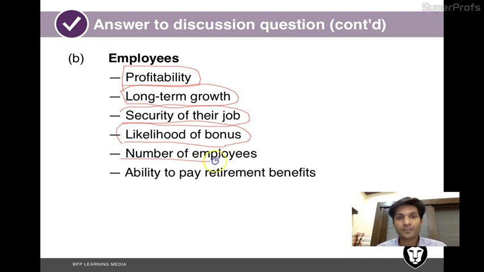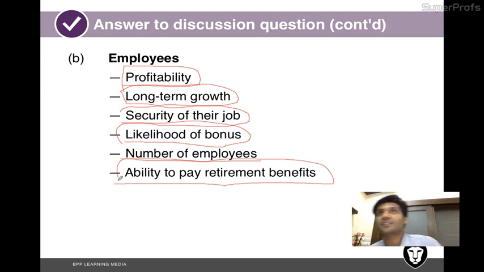And how many employees work for the company? And a very important point is, will the company be able to pay the pension to the employee once the employee retires? So you want to find out, even in the long term, will the company exist? And if yes, will the company be able to pay me pension when I retire? So all these are the information which you need for the employees.